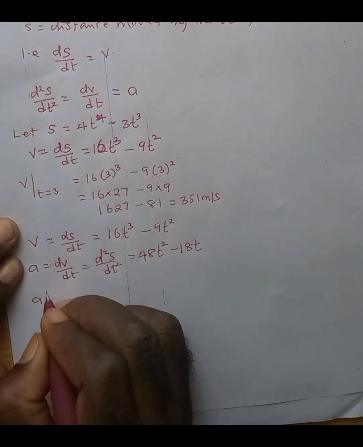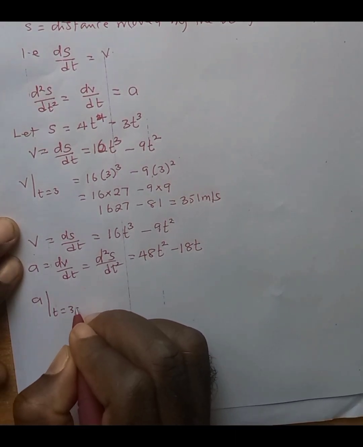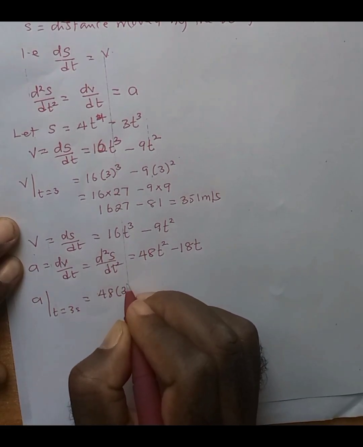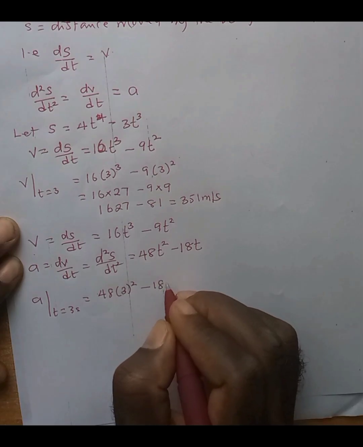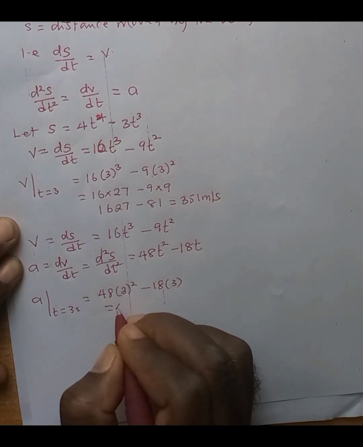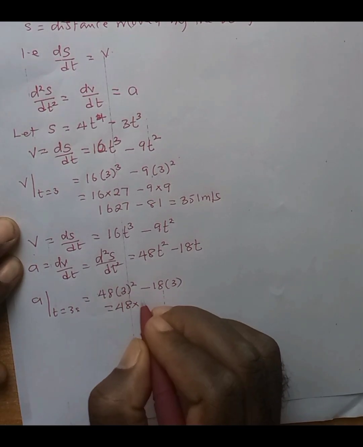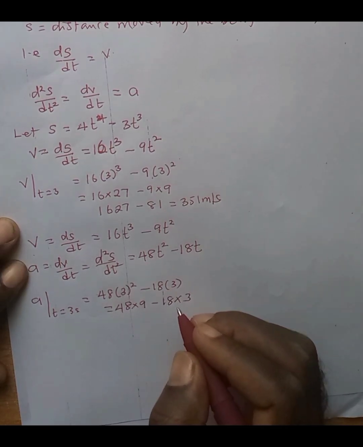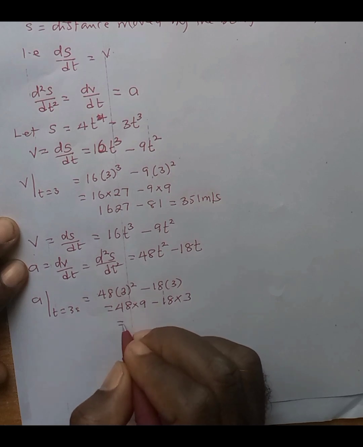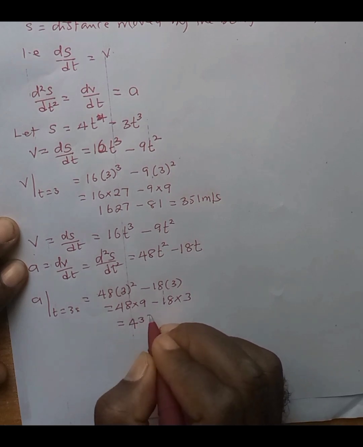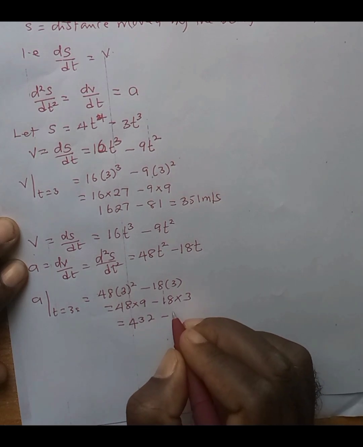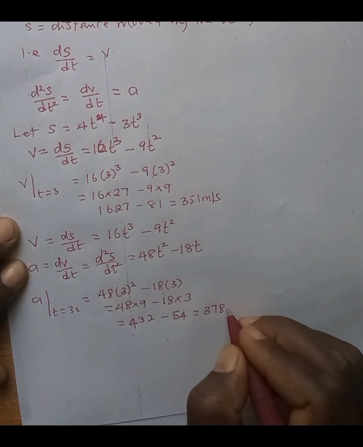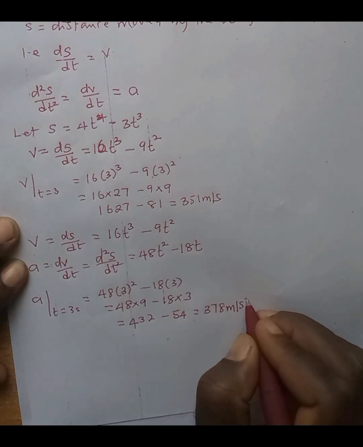Then acceleration when the time is equal to 3 seconds is going to be equal to 48 into 3 squared minus 18 into 3. Then this will be 48 multiply 3 squared is 9, minus 18 times 3. When you multiply this together, this will give us 432 minus 18 times 3 is 54, and this will give us 378 meters per second squared.